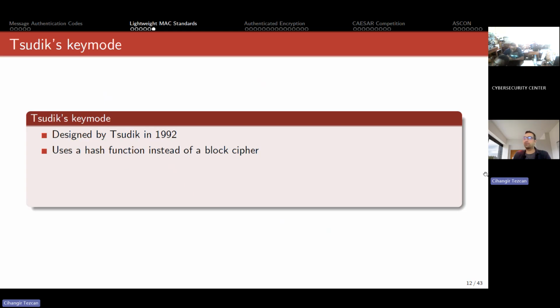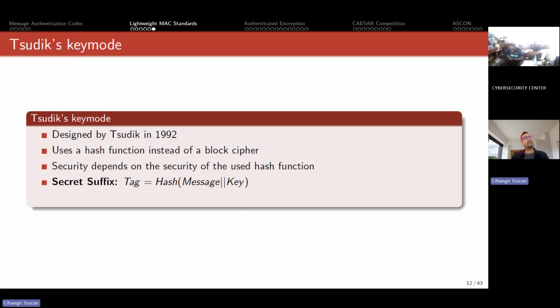It uses a hash function instead of a block cipher, so security depends on the security of the hash function. The idea is really super simple. When you have the message and the secret key, simply concatenate both of them, calculate the hash of this, and provide the tag. That's it. When you communicate, you send this tag with your message to the other person. The person who has the secret key receives the message, concatenates it, and obtains the same tag. If they don't obtain the same tag, they conclude it has been modified.